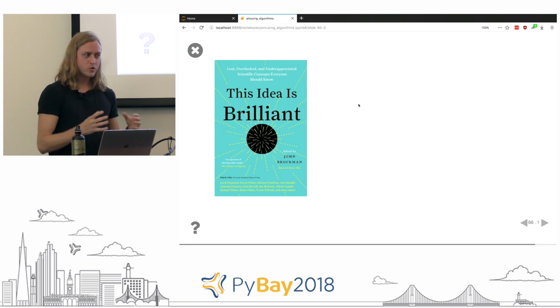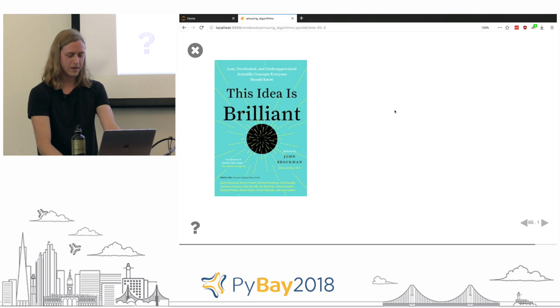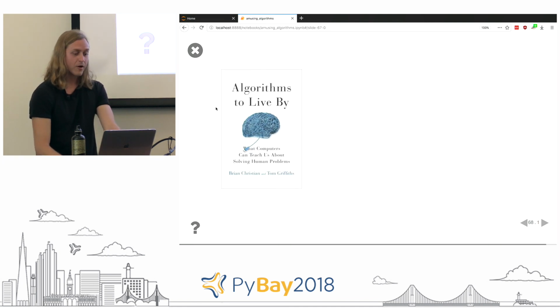I just came up with the Python implementations of these algorithms. I wish I was smart enough to come up with the algorithms themselves. But I found each algorithm in each of these books, so I highly recommend that you pick up each. This Idea Is Brilliant, which is published from Edge.org. The Mathematics of Love, which I grabbed the stable marriage problem from. And then Algorithms to Live By, which was the very first.